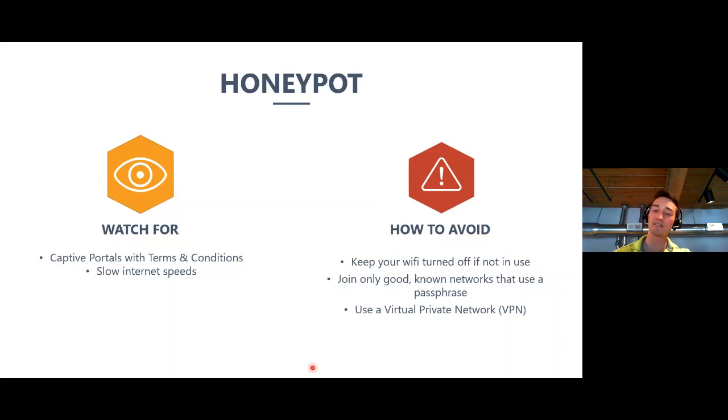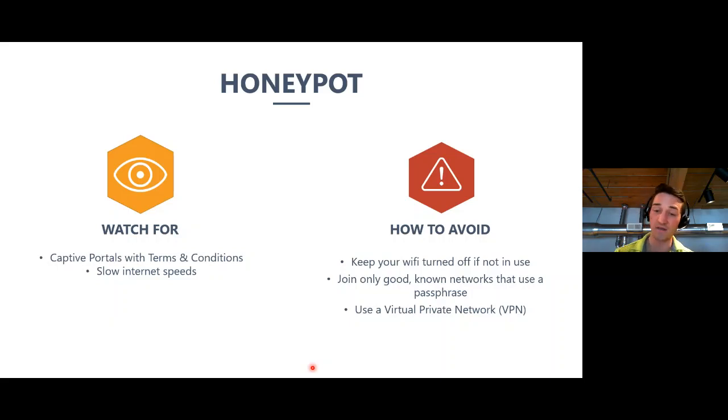If you see slow internet speeds, it's usually because there might be an attacker that's just spying on your traffic. So just be very cautious of that. If you're trying to avoid it, I would just keep Wi-Fi turned off unless you're actually trying to use it. Make sure that you're joining only good known networks. And if you have questions or concerns about one, I would just ask an employee at Starbucks or whatever it is that you're trying to join.